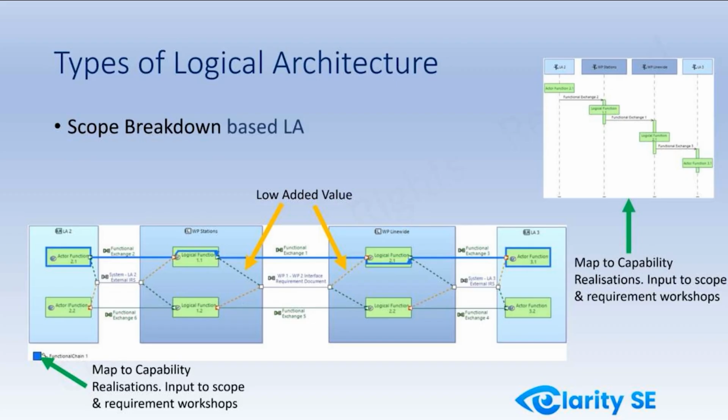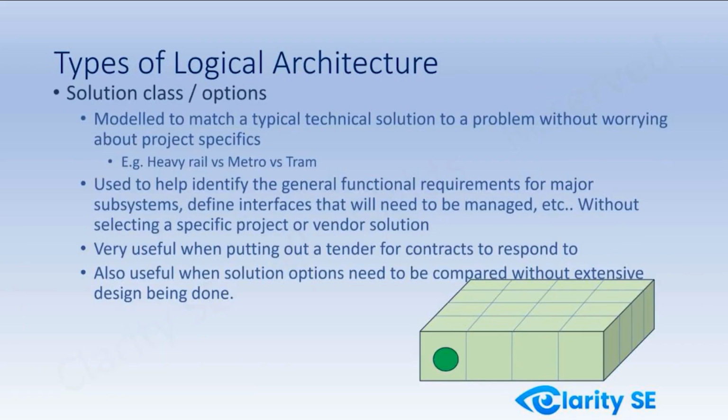And in this approach, your functional chains will map, roughly speaking, to capability realizations. So somebody will have some form of ConOps somewhere, and it will talk about how a particular capability needs to look, and in this scenario we understand which work package is delivering what functionality to help us achieve that. Okay, so the next is the solution class.